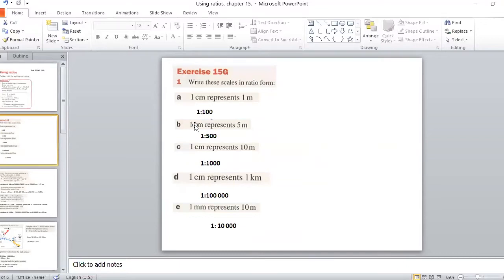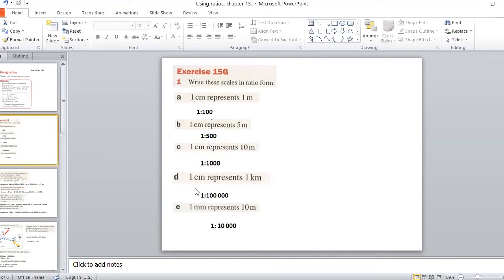B. 1 centimeter represents 5 meters. 5 is multiplied by 100, giving 500. The ratio is 1 to 500. C. 1 centimeter represents 10 meters. 10 is multiplied by 100. 1 to 1000 is the ratio used to show 1 centimeter representing 10 meters.